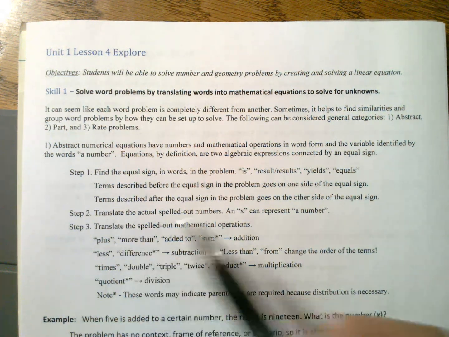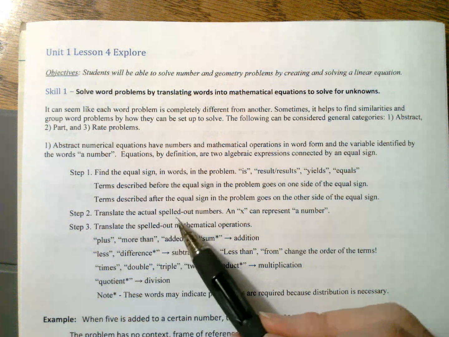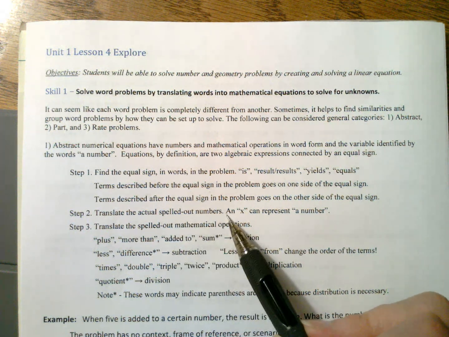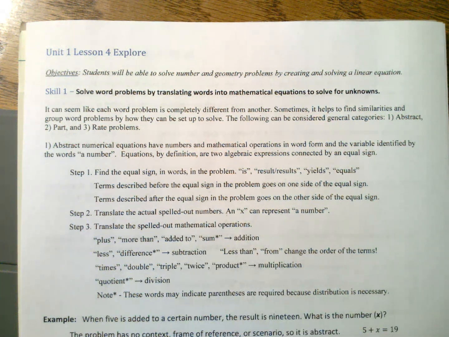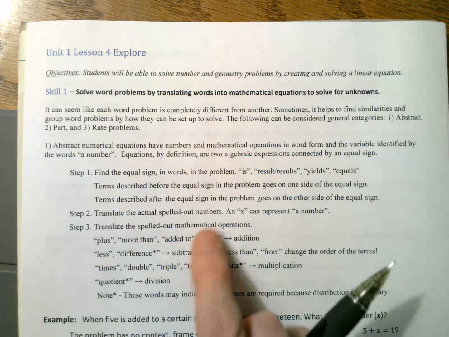Step 2, then you're going to translate any actually spelled out words. We had a word problem that the first word is 86 in, I think it was statistics. And people are like, there's no number. And it's like, well, it's because it's spelled out. It says 86 spelled out in letters. So make sure you're writing those numbers down.